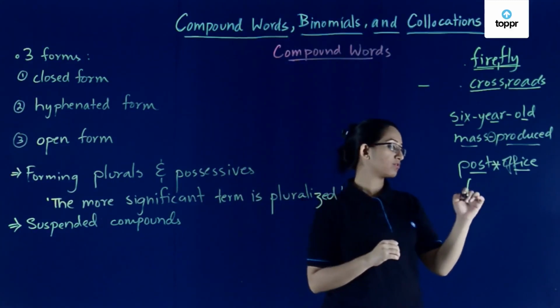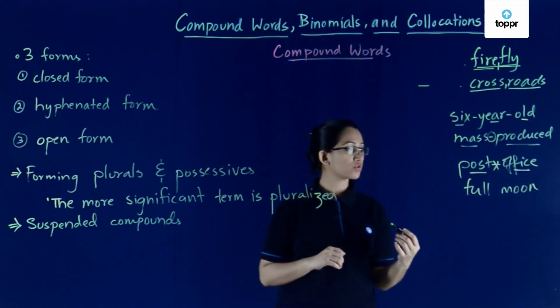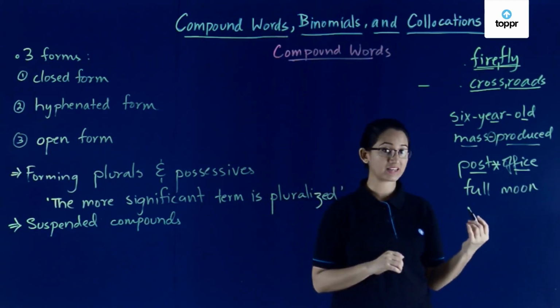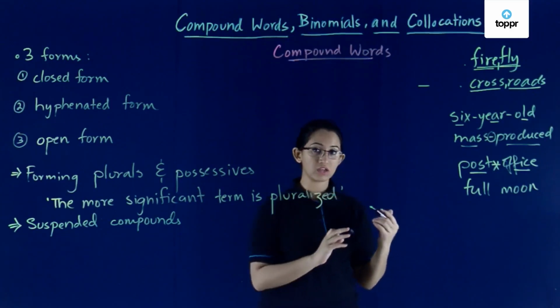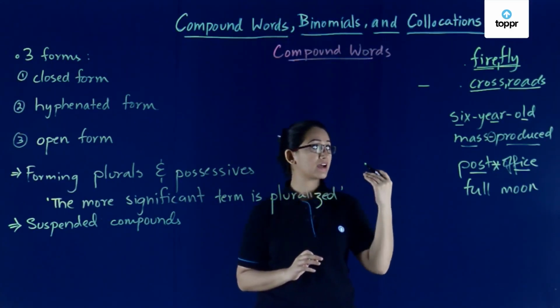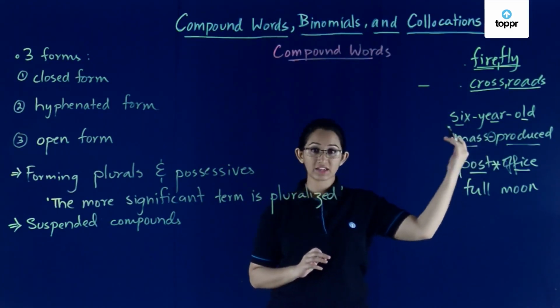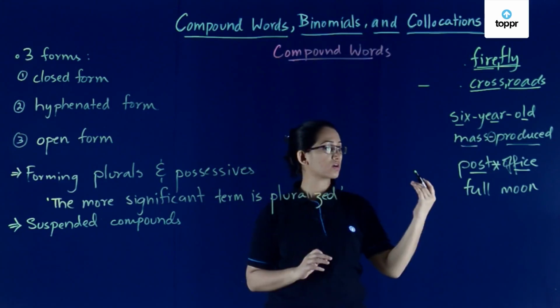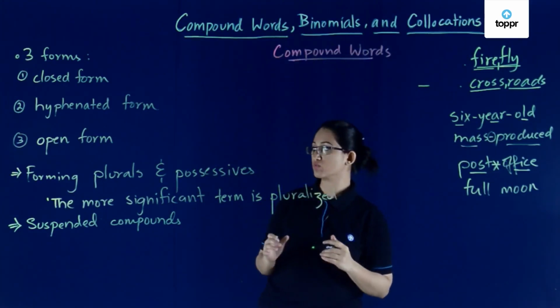Another example could be full moon, right? You might have seen this word. So the full moon does not have a hyphen in between and it is not stuck together like the closed form. It is in the open form. So make sure that you understand where compound words are and how you have to place them. Is it in the closed form? Is it in the hyphenated form? Will it have a hyphen in between the two words? Or whether it will be in the open form with a space in between the two words.